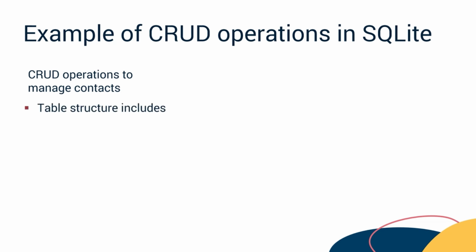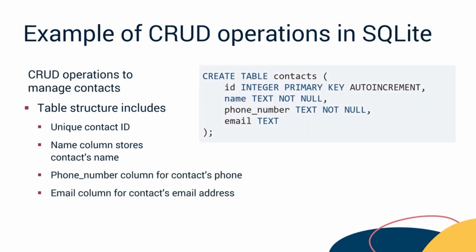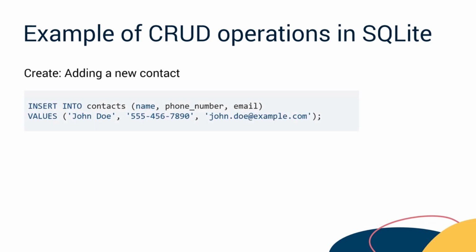Let's create a table with a unique identifier, contact name, phone number, and email. Let's look at the SQL to create this table. First, create an SQLite database and a table to store contact information. The table will have the structure of ID as a unique identifier for the contact stored as an integer. The name of the contact and the phone number are both stored as text values that cannot be null, and email as the email address of the contact or text. Create is used to add a new contact here by using the insert statement.